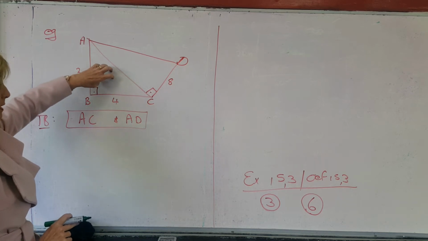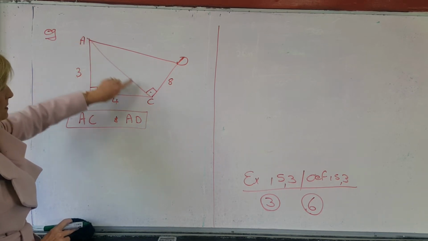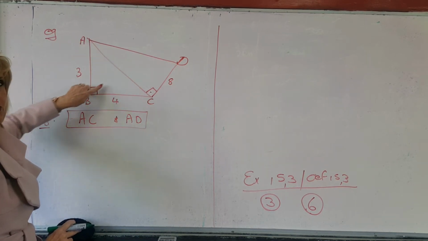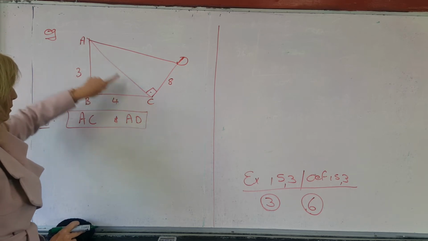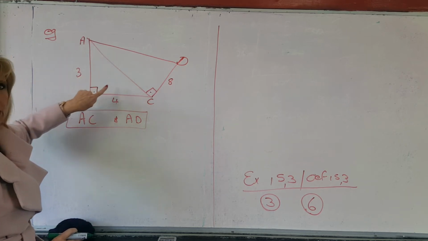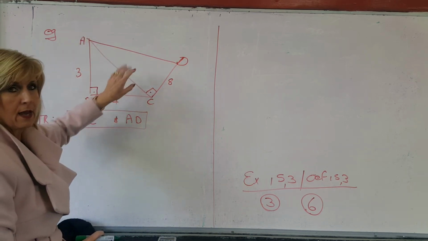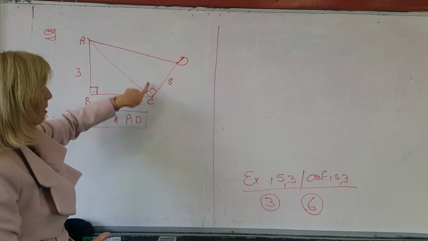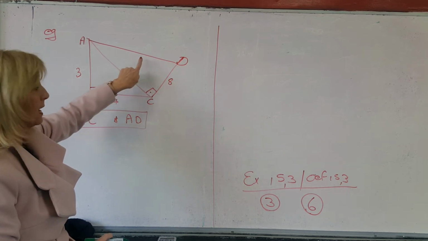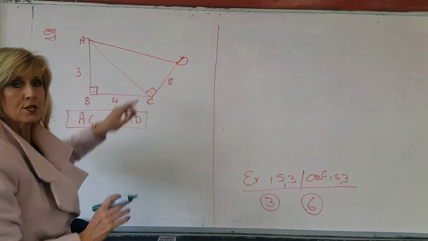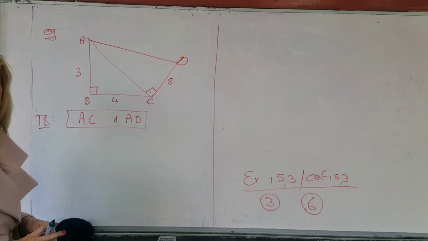In this triangle, ABC, AC is the hypotenuse side. En hierdie driehoekie is AC die skuinsy. En hierdie driehoekie is hy nie net die skuinsy nie. In this triangle, the slant side, the hypotenuse side is AD. Sien jy dit? So, in which triangle will I start?